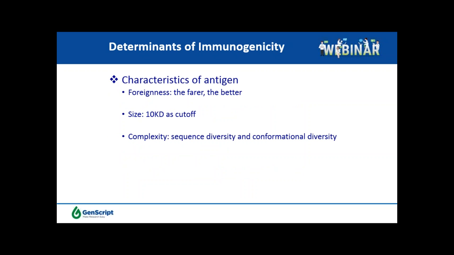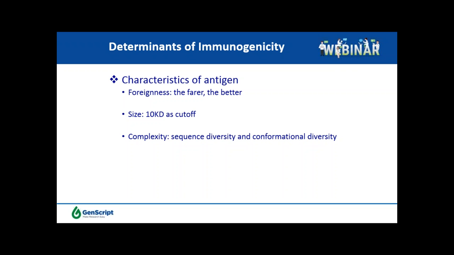To evaluate the immunogenicity of an antigen, we will focus on the following three aspects: foreignness, size, and complexity. Animals usually don't initiate an immune response against molecules that originated from or are similar to itself. This is called immune tolerance. Molecules from distant species are less likely to share common sequences or structures with the host animals, making them more potent antigens. Secondly, the size of the antigen makes a big difference in determining immunogenicity.